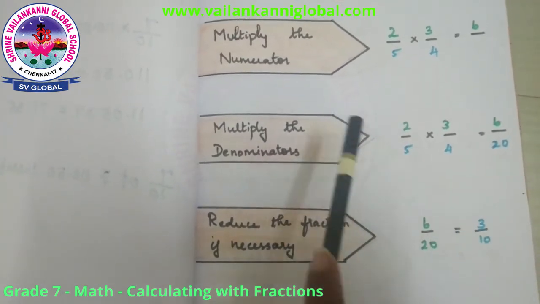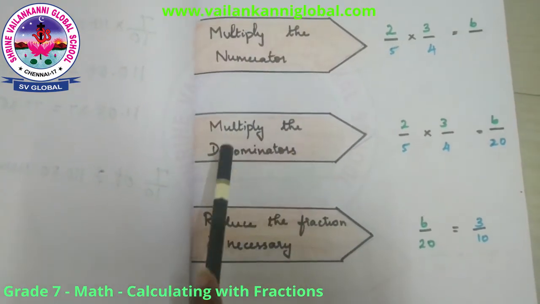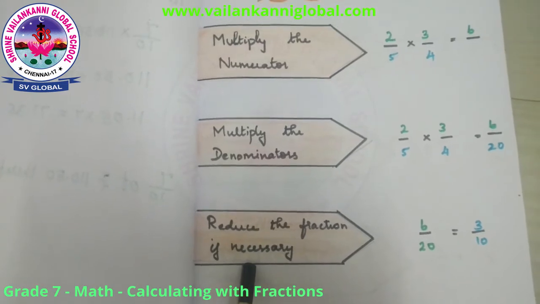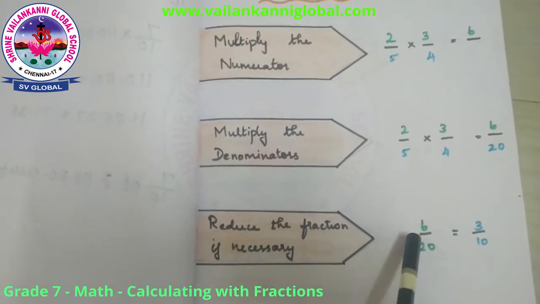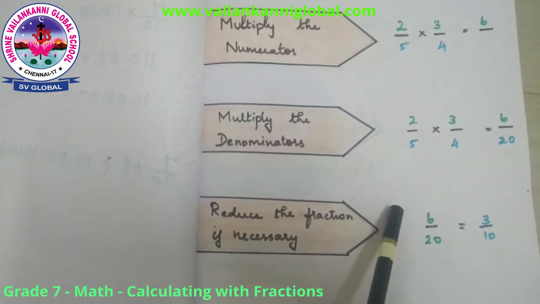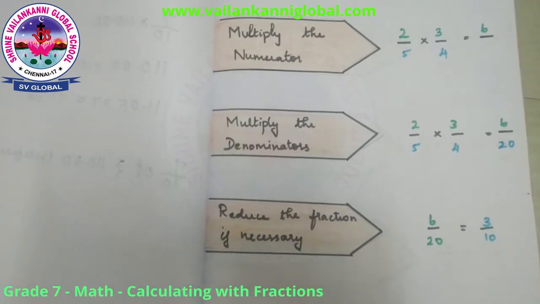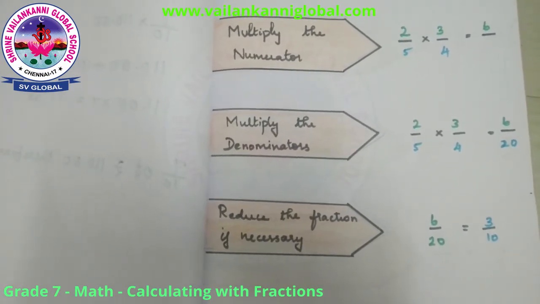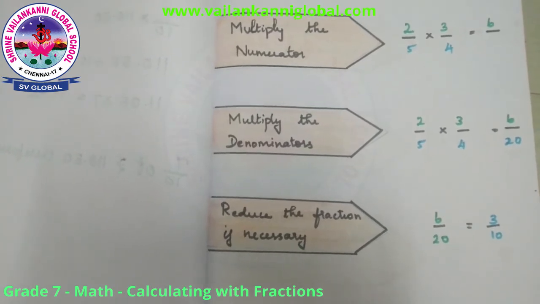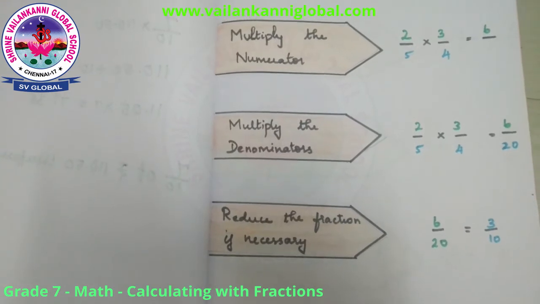So when you are multiplying fractions, first multiply the numerators, multiply the denominators and reduce the fraction if necessary. That is, if you can simplify, you can simplify it. For example, here 6 by 20 you can simplify. If it is 15 by 17, in that case you can't simplify it, so you just leave the answer as 15 by 17.